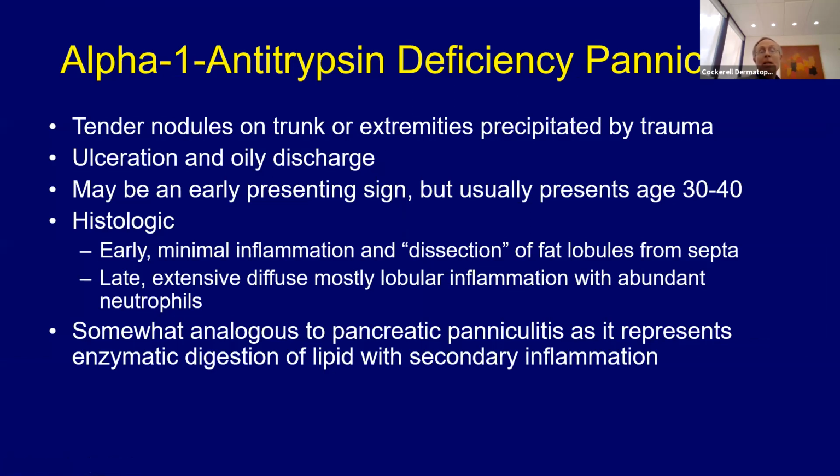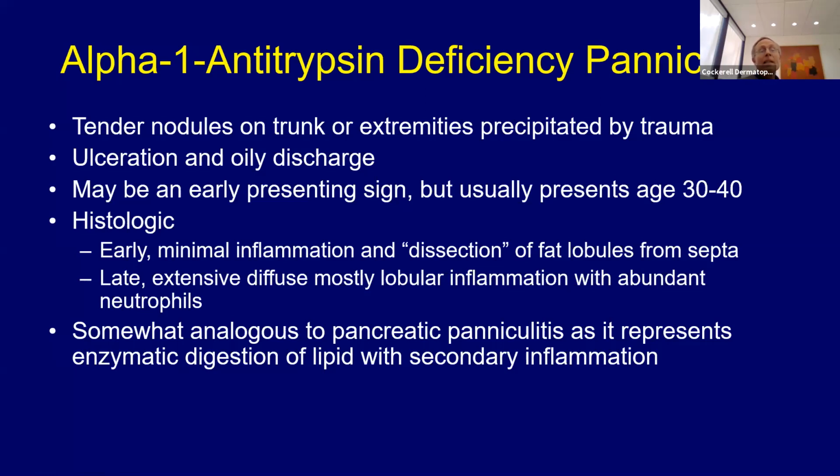Alpha-1 antitrypsin deficiency panniculitis, it's sort of an analogous process, but it doesn't give you the saponification. And you get these tender nodules on the trunk or extremities, and they may be precipitated by trauma. It can be an early presenting sign, usually around the age of 30-ish or so. These are usually patients that have the homozygous deficiency of alpha-1 antitrypsin. Sometimes they can be a patient that's got the heterozygous carrier in the less serious form, but most of the time in these patients, they usually have a pretty serious disease. They usually also have evidence of lung involvement, and ultimately these patients don't do well with this.